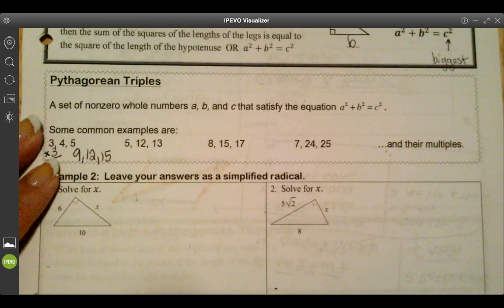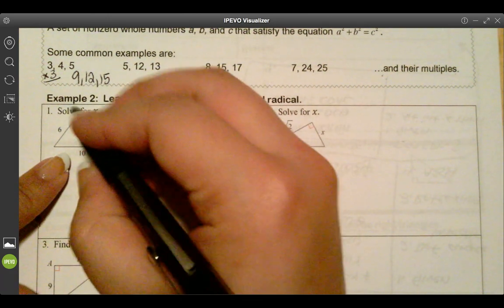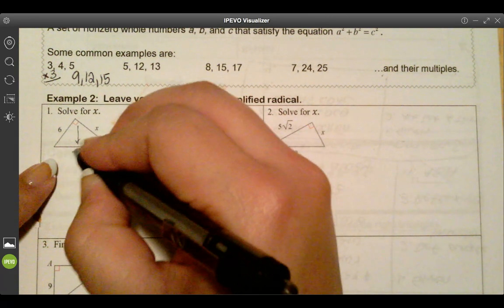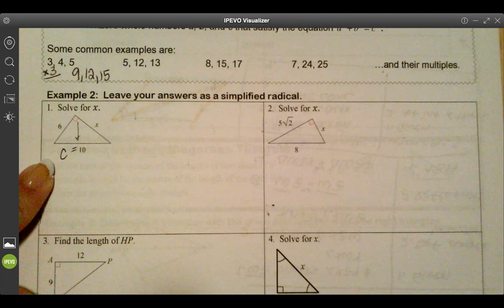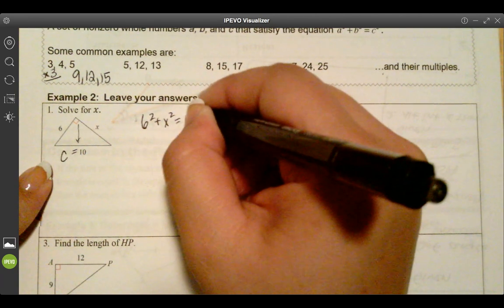So let's see how this works. In order to apply the Pythagorean theorem, the first step is to identify the hypotenuse. There's my right angle. Across from that is my hypotenuse. That's the one that's going to go by itself. So we have 6 squared plus x squared equals 10 squared.